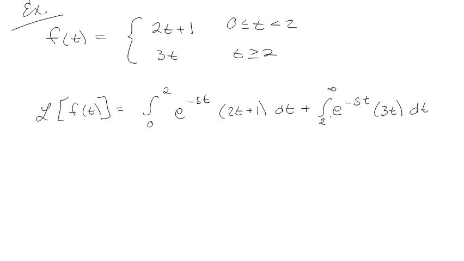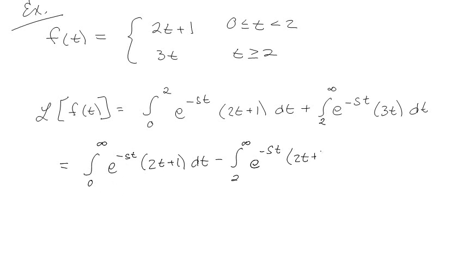Okay, so here's what I'm going to do. I'll say 0 to infinity, e to the minus st, 2t plus 1 dt. Basically I'm going to integrate from 0 to infinity, but I'm going to subtract off the 2 to infinity part. You're like, that seems like a total waste of time. And I'm like, I know, but it's important. And then I'm just going to leave this the way it is.